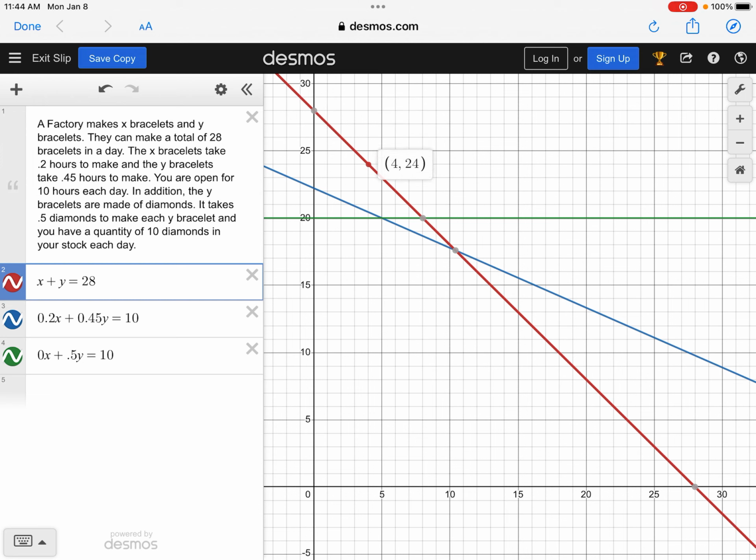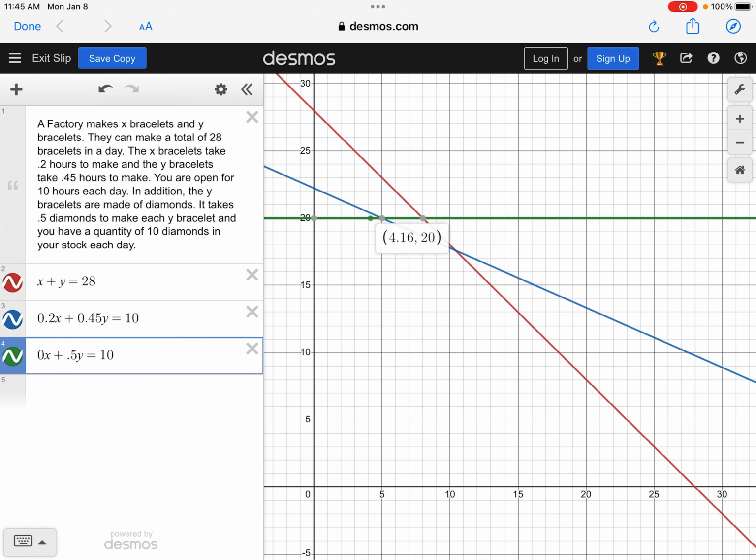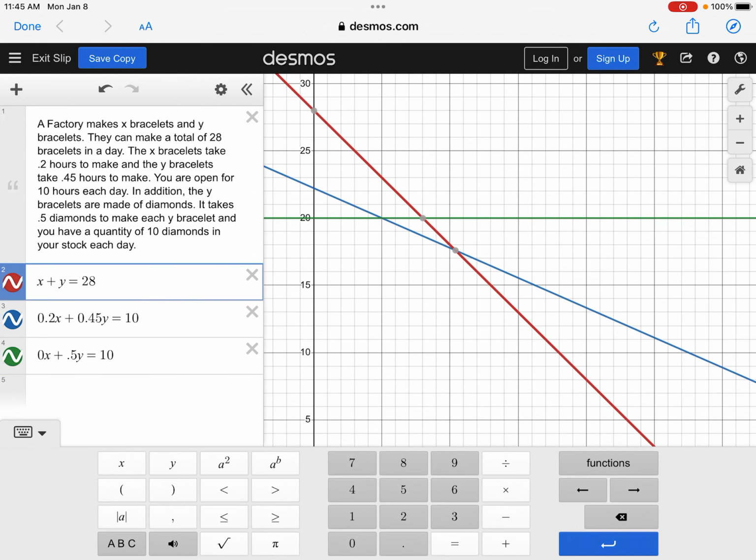Okay, and so here we have 3 different graphs. We have this red graph, which represents the total number of bracelets that we could make. We have this blue graph that represents the amount of time it takes to make each bracelet. And then we have the green graph, which represents the amount of diamonds that it takes to make the Y bracelets. So we're going to use this information to help us out. If we are with a real company, we may be told that we have to be under a certain amount, or we might be over a certain amount.